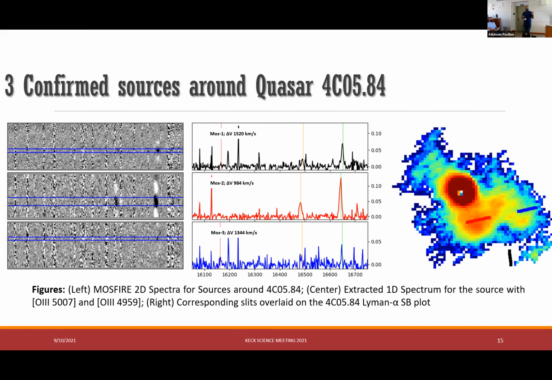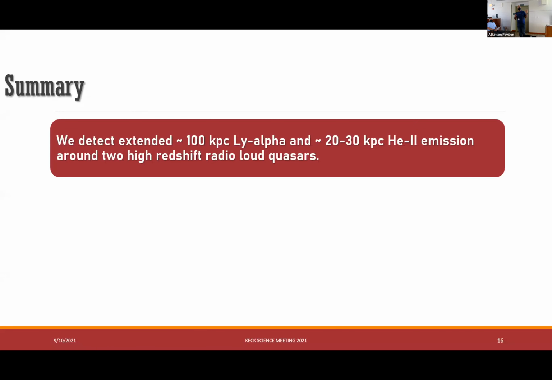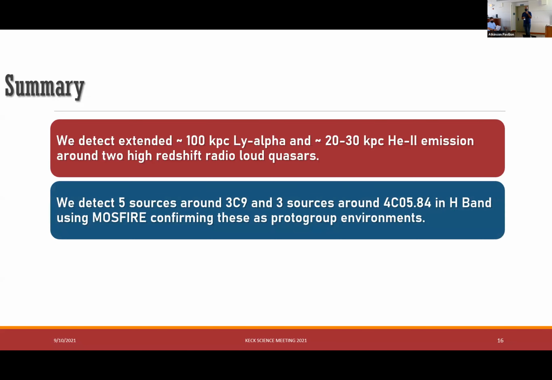So the big point I would like to drive home here is, first, we have detected these nebulae, but even though these are radio-loud quasars with similarly sized nebulae, they seem to show different kinematics for the sources we have detected with MOSFIRE. We detect 5 of these sources around 3C9 and 3 around C05.84, and it shows the importance of looking at these individual cases and trying to study the sources at different wavelengths, to see where the emission is coming from, so we can better understand these proto-group environments at these critical redshifts.